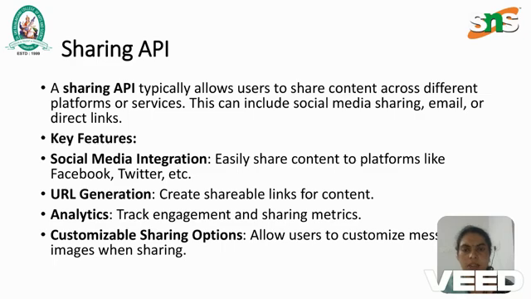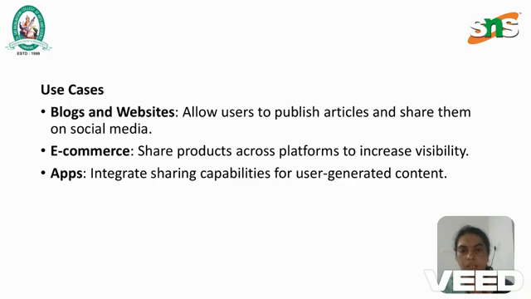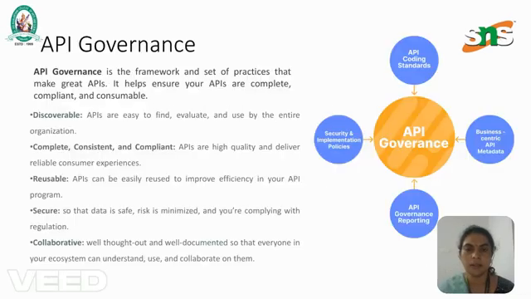A sharing API typically allows users to share content across different platforms or servers. The key features are social media integration, URL generation, analytics, and customizable sharing options. And the use cases are blogs and websites, e-commerce sites, and also applications that have integrated sharing capabilities for user-generated content.